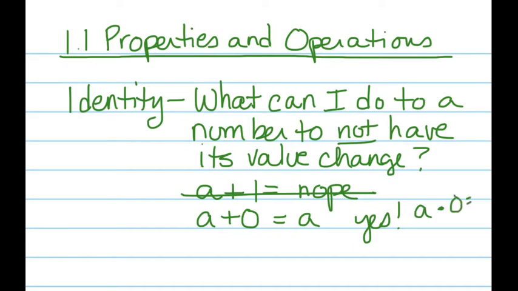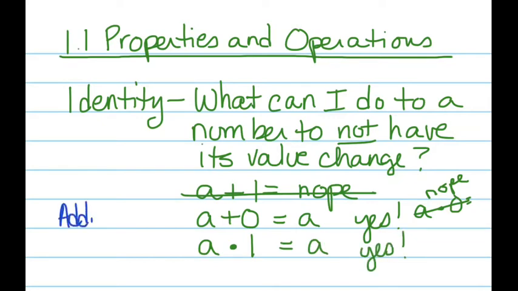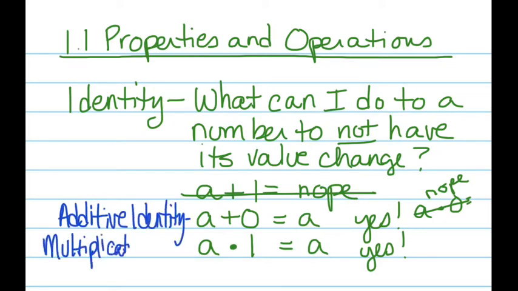Can I multiply A by 0 and get A back? No. Can I multiply A by 1 and get A back? Yes. So 1 is the multiplicative identity. Right? We're going to need each of those in different instances. If we're adding, we're going to have to somehow get a 0 in place to get rid of something. And if we're multiplying, we're going to have to get a 1.